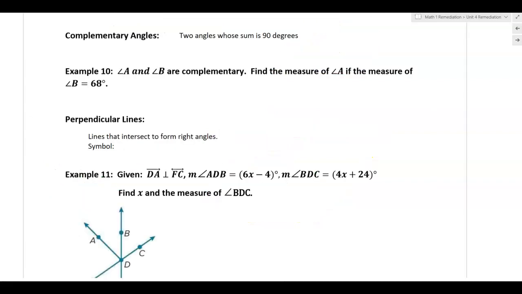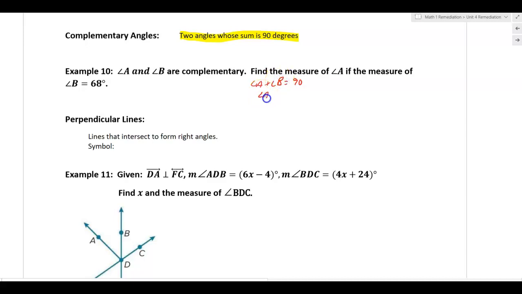So next, we're going to talk about complementary angles. And complementary angles are basically just two angles whose sum is 90 degrees. So right away in this first example, they tell me angle A and angle B are complementary. Well, that tells me angle A plus angle B adds up to 90 degrees. Find the measure of angle A if the measure of angle B is 68 degrees.